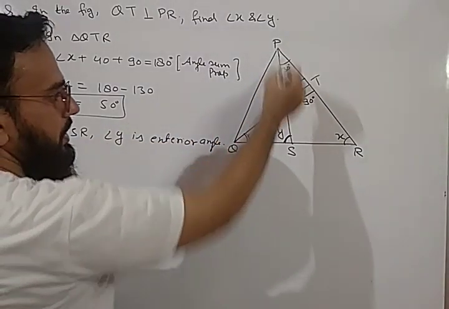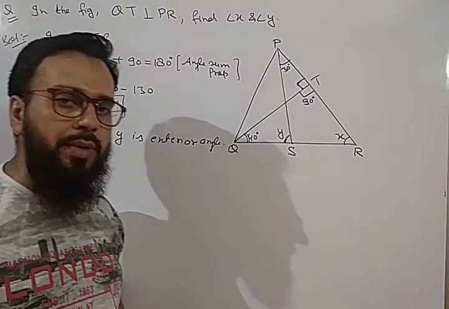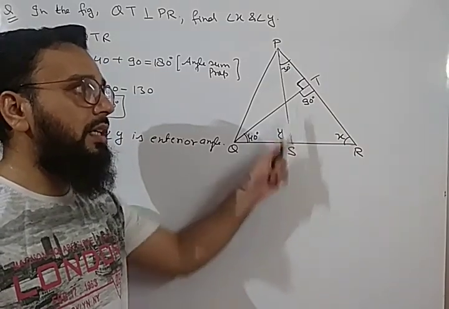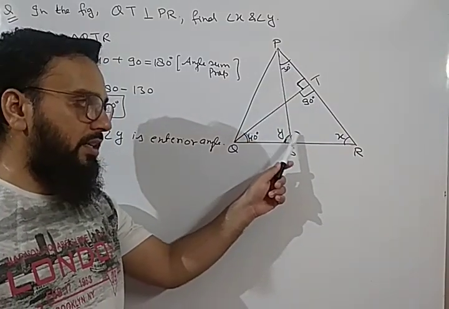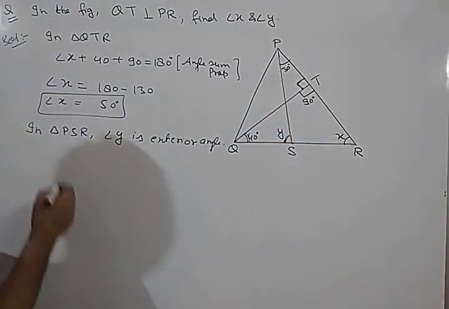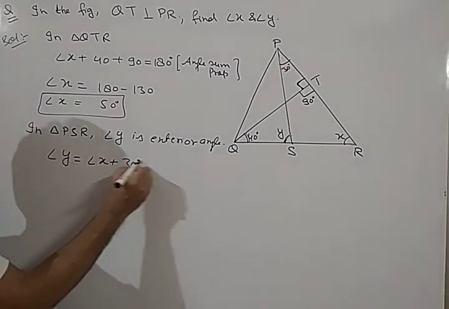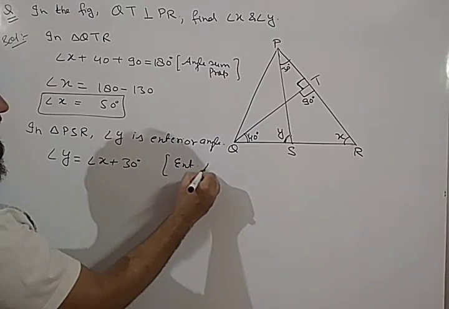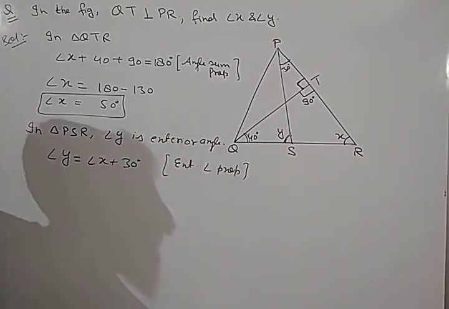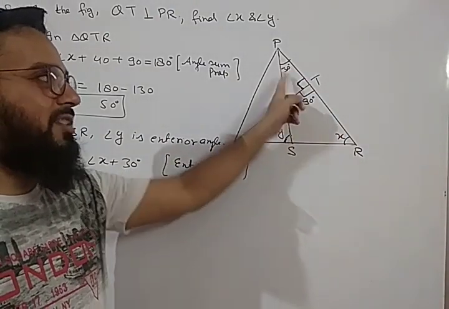In triangle PSR, angle Y is exterior angle, and we know the exterior angle property. Exterior angle of a triangle is equal to the sum of interior opposite angles. So this is the exterior angle, and these are two interior opposite angles, that are 30 and x. So we can write angle Y is equal to angle x plus 30 degree by exterior angle property.